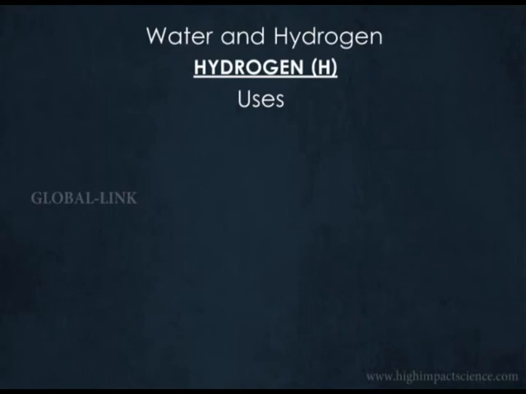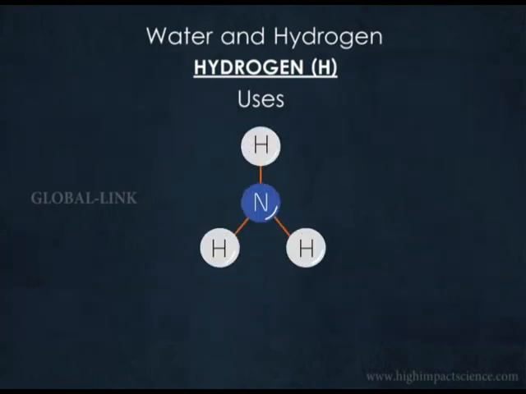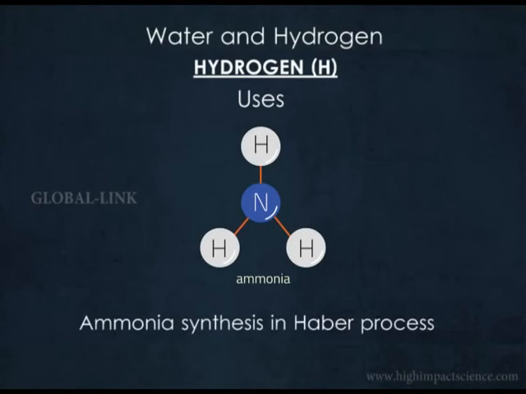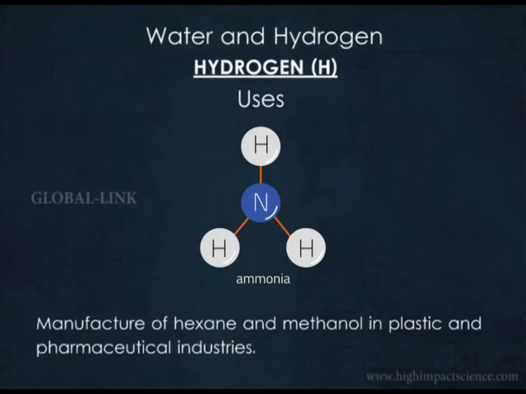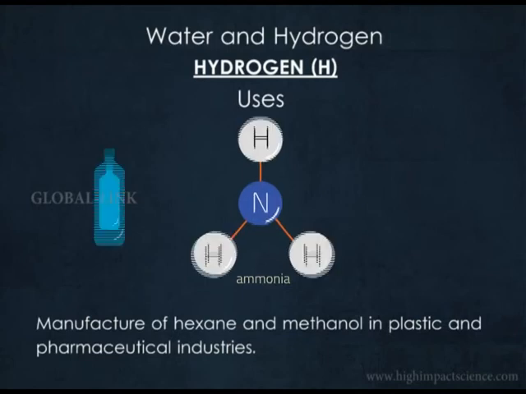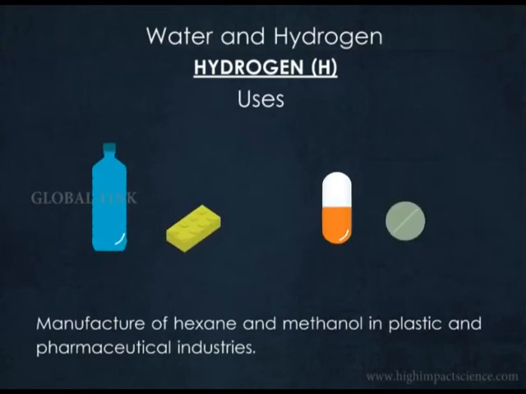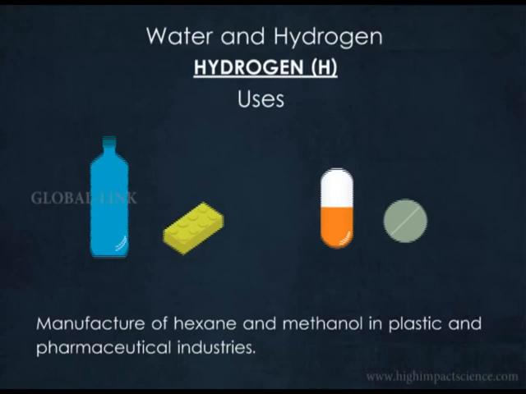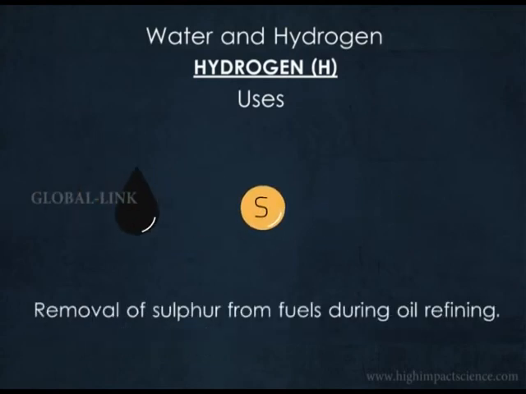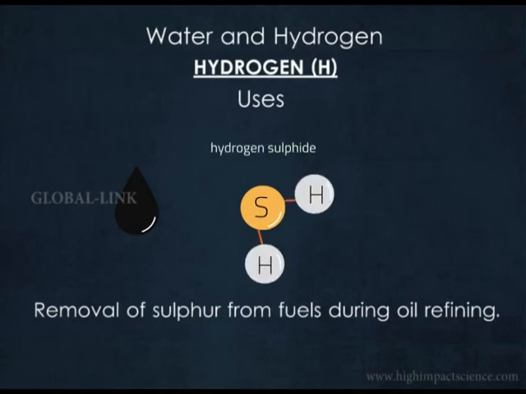Finally, the uses of hydrogen. In the chemical industry, hydrogen is used to make ammonia for agricultural fertilizers in the Haber process and to make methanol, which is needed to make plastics and pharmaceuticals. It is also used to remove sulfur from fuels during the oil refining process, where it forms the awful smelling hydrogen sulfide.